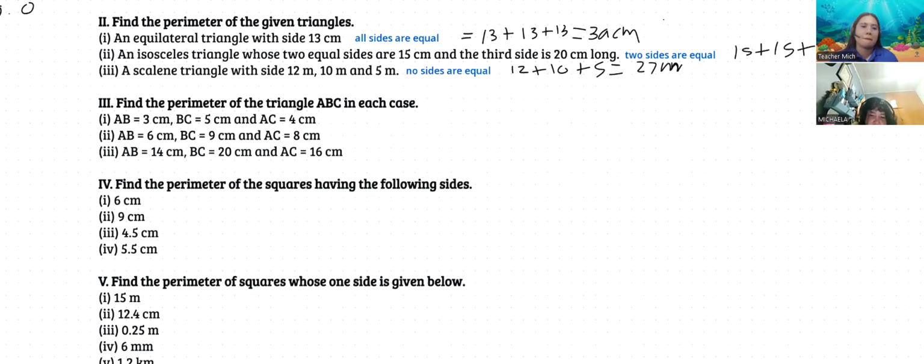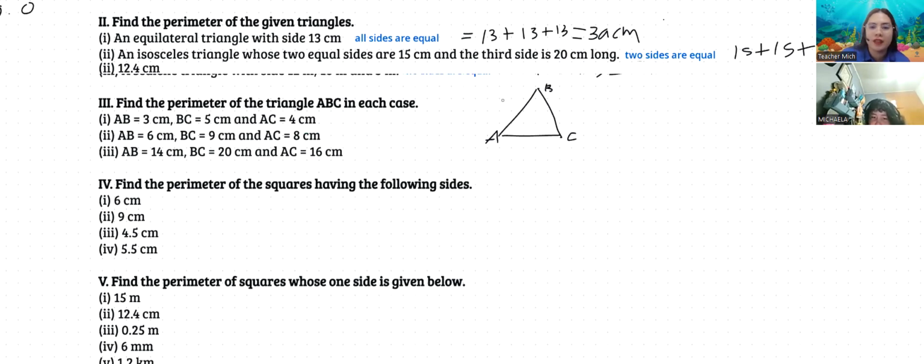Is it just the same? Yes. Oh, it's like this, anak. For example, let us name our triangle. We have here our triangle. Okay? So A, B, C. AB is 3 centimeter. BC is 5 centimeter. And then AC is 4 centimeter.